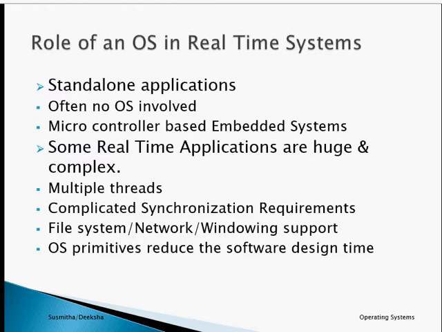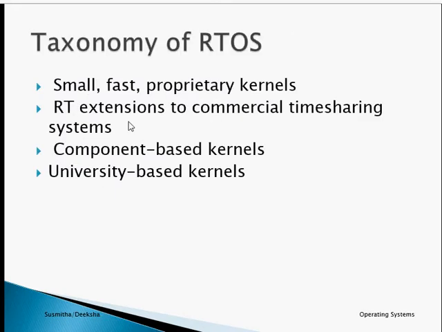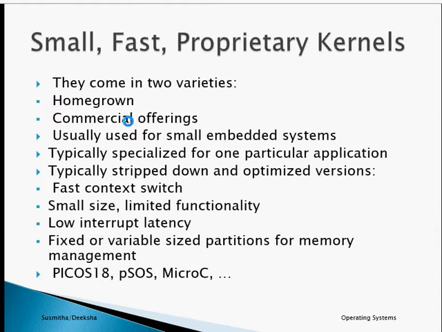Let's see the taxonomies of real-time operating systems. They are small, fast, proprietary kernels, real-time extensions to commercial time-sharing systems, component-based kernels, and university-based kernels. Small, fast, proprietary kernels come in two varieties, homegrown and commercial offerings. These are usually used for small embedded systems. They are typically specialized for one particular application.